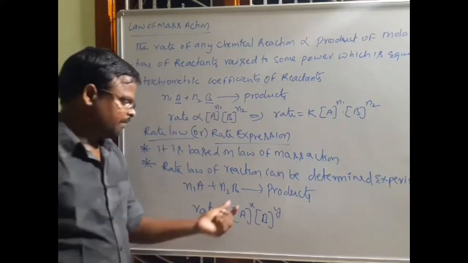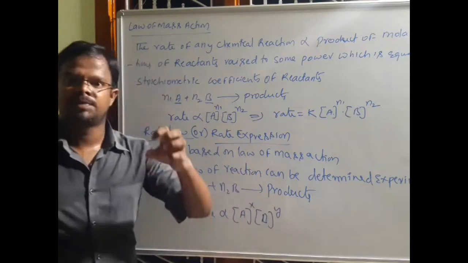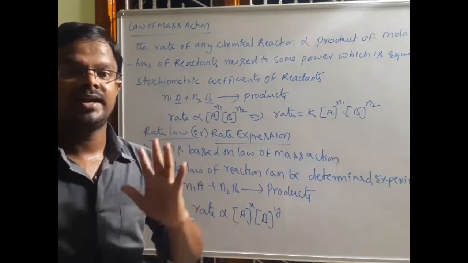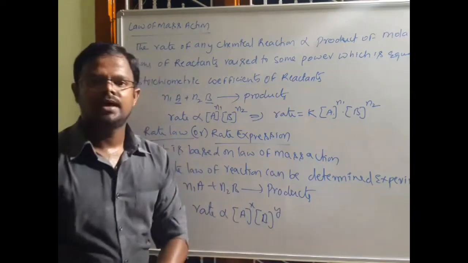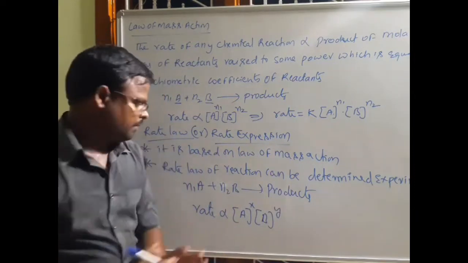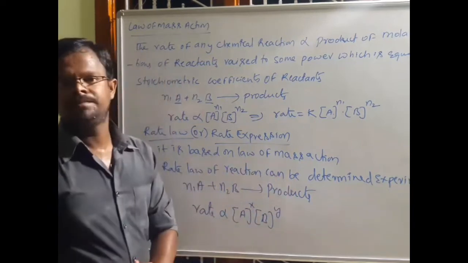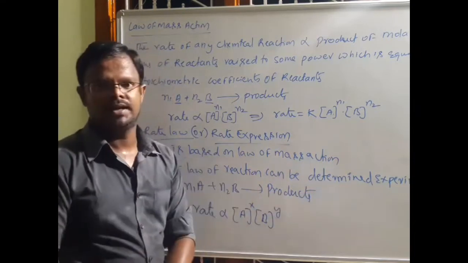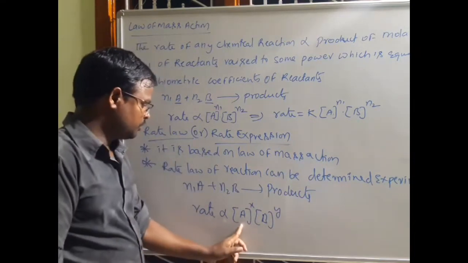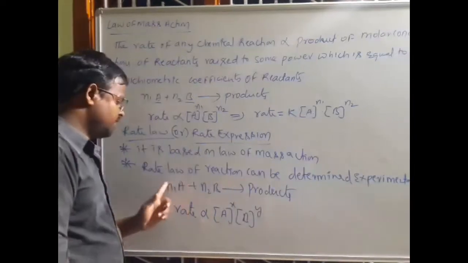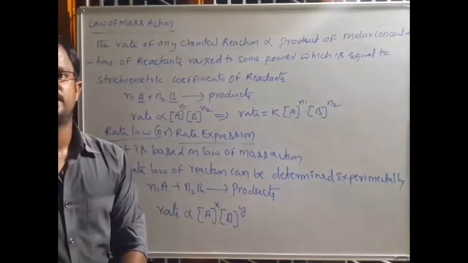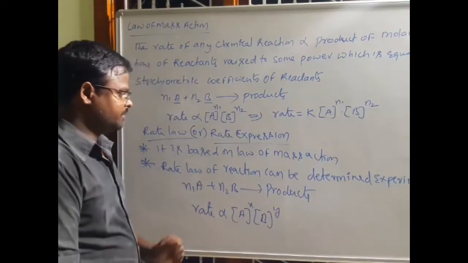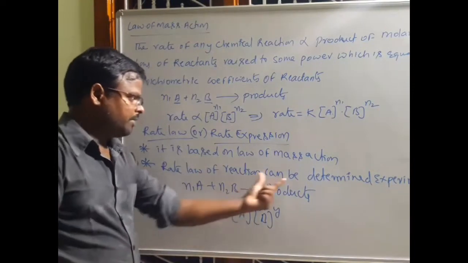Why? Because these x and y are derived experimentally. That means these x and y are determined by using kinetic data, not by looking at the balanced chemical equation. That means by looking at the balanced chemical equation, we can't write the rate law. Rate law can be determined experimentally. That means rate is directly proportional to A power x and B power y. That x and y may or may not equal their respective stoichiometric coefficients. So if you observe this, it is determined experimentally.